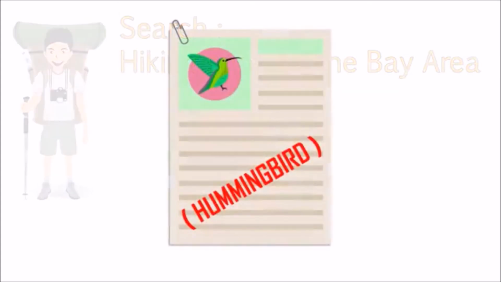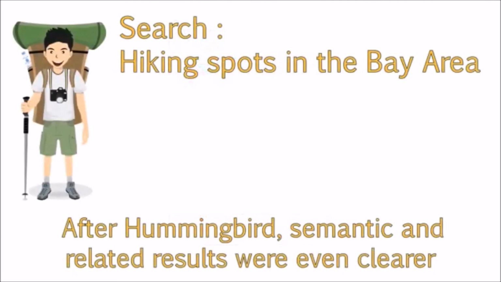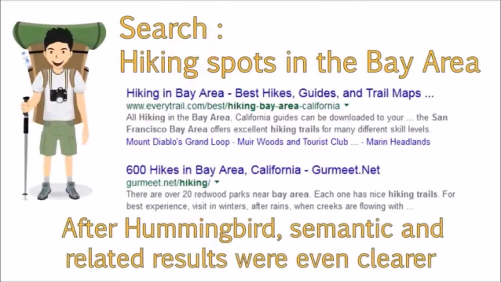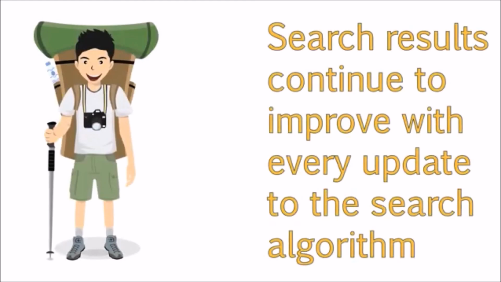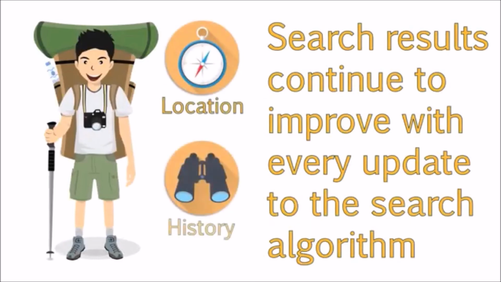After Google's Hummingbird update, search results continued to improve. Now, instead of hiking spots, I continue to see bolded keywords like hiking trails. I also get some better local results added in. As Google updates its algorithms and factors in things like personalization, such as location, past search history, and more, search results will continue to evolve and improve.